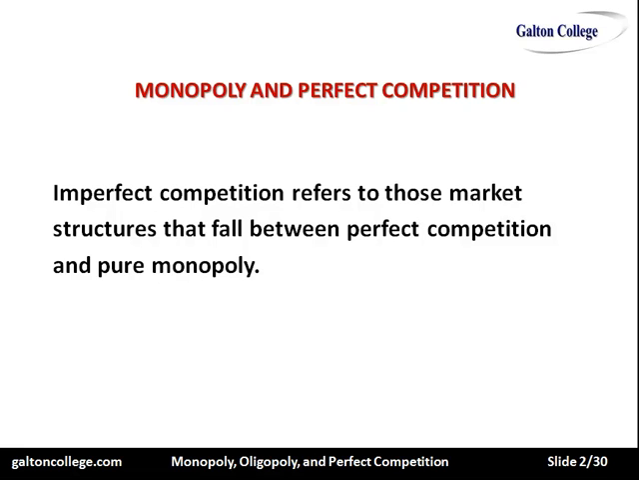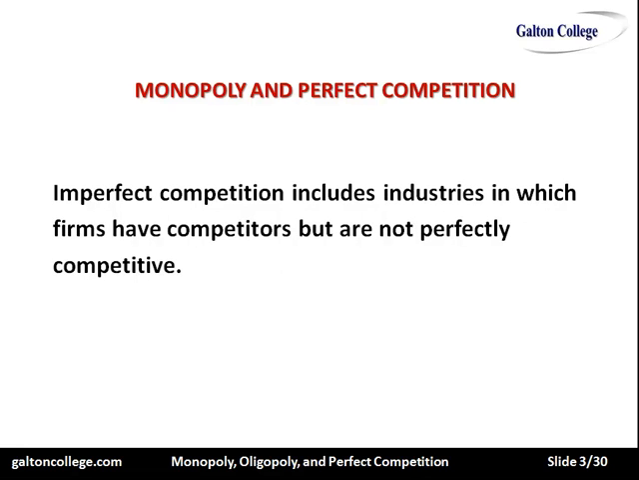So in between having a large number of producers, as in the case of perfect competition, almost, if you like, an infinite number of producers, and one producer, there is a whole spectrum of possibilities. And in between perfect competition and pure monopoly is imperfect competition. Now, imperfect competition includes industries in which firms have competitors but are not perfectly competitive. So, for example, let's say there were 4 or 5 competitors for a given company. Clearly that is not perfect competition.